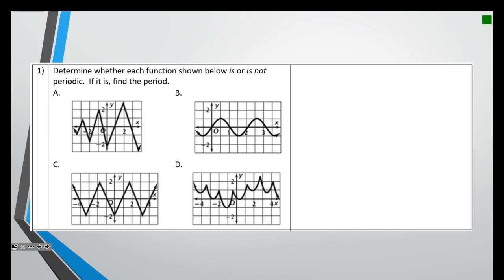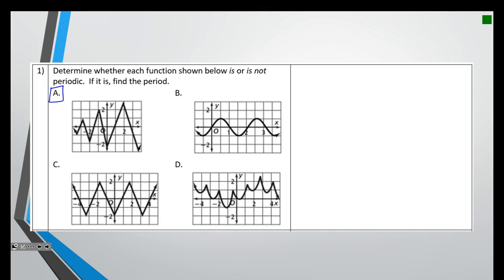This question asks us to look at each graph and decide if it's periodic or not. And then if it is periodic, we're supposed to find the period. So remember, when you're looking at these graphs, you're looking at the y values. If the y values are not repeating themselves, then it is not periodic. So let's take a look at A.